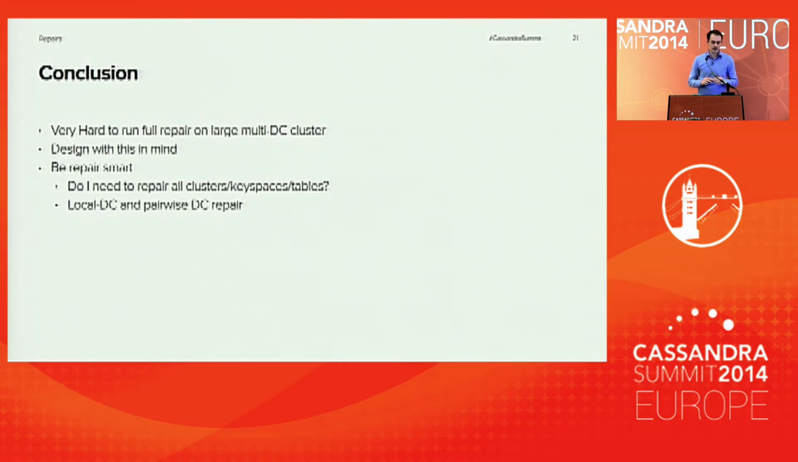Try to be repair smart. Do you actually have to repair all your tables? Maybe you only have to repair some of the tables because of data modeling reasons. There are other tricks. You can do local DC repair. You can do pairwise DC repair to minimize the damage and make it easier for the repairs to finish.